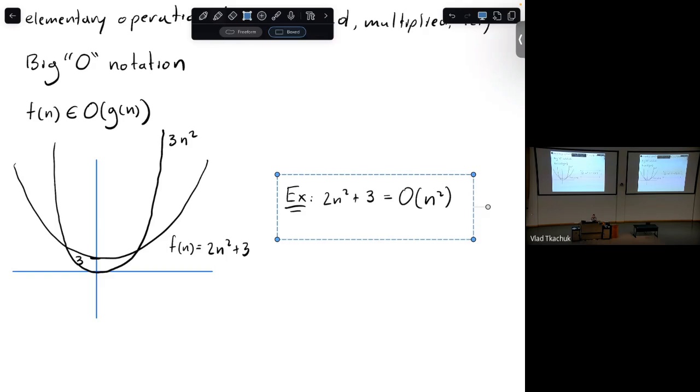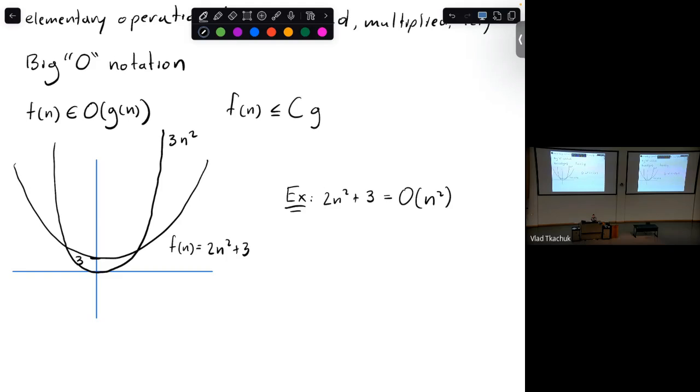So it's going to mean that f of n is going to be less than or equal to some constant times the function g of n that we plugged in here, for n greater than some n naught. So n naught is going to be the point after which the function is just always bigger, and the constant is a positive real number.